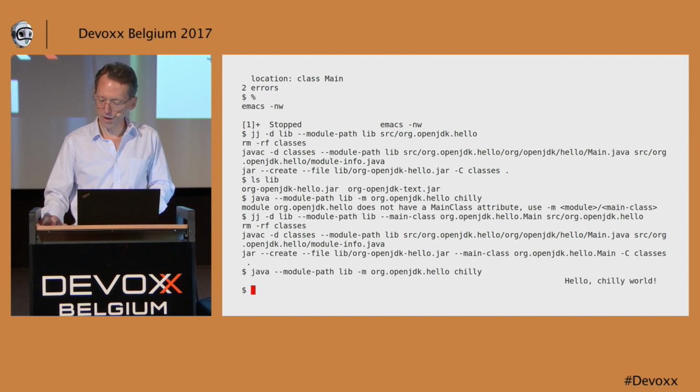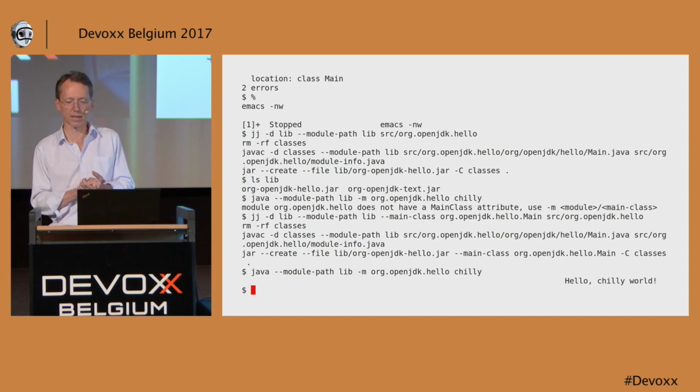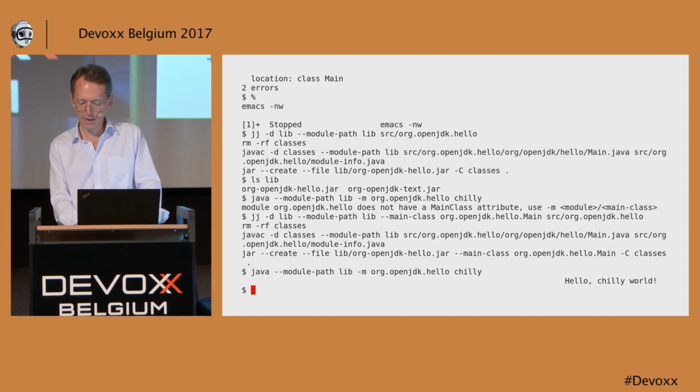So, reliable configuration and strong encapsulation. How else do they show up in practice? Let's look at a few failure cases.